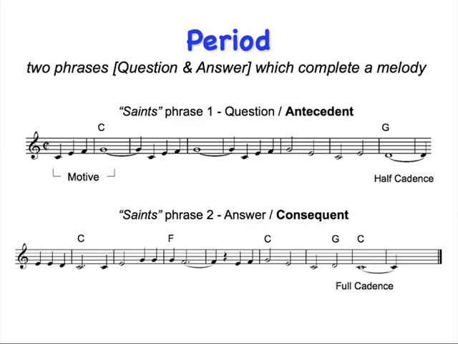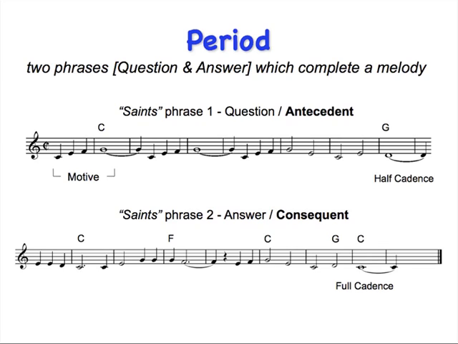So a period in music takes two phrases or more, and the first phrase, called the antecedent, usually ends in a half cadence, and it has a feeling of a question. It's incomplete. There's a pause there, so it's the end of the phrase, but it's not a complete melody. And then the second phrase, called the consequent, ends with a full cadence, an authentic cadence, and it does sound finished and complete.